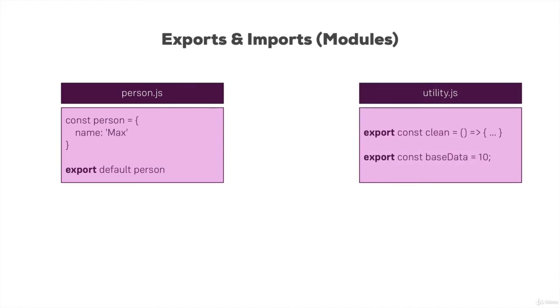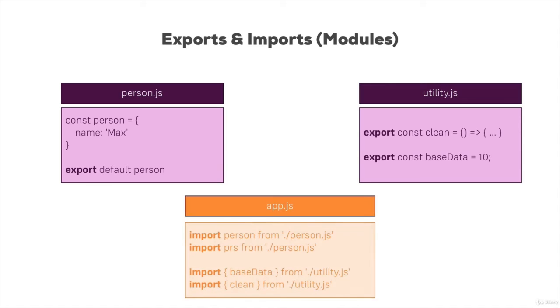We also might have another file where we export multiple things. Here, a constant named clean, which holds a function in the end, and base data, which holds a number. In a third file, we might need to import from person.js and utility.js. So app.js requires import statements. And here are a couple of different import syntaxes you will see in this course.